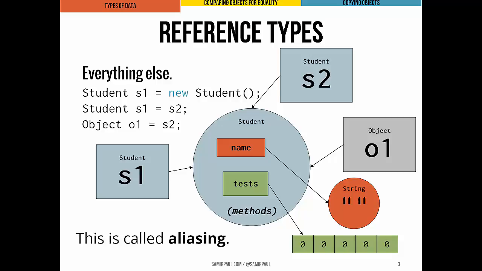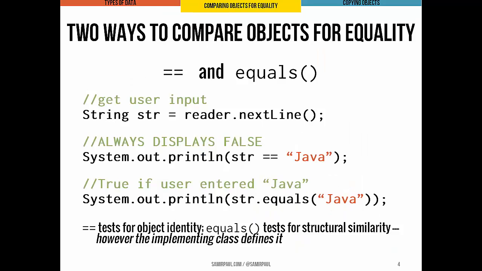This happens when you, the programmer, assign one object variable to another. It's also possible, of course, for two object variables to point to different objects of the same type. The possibility of aliasing can lead to some unintended results when you're comparing two object variables to see whether they're equal or not. There are two ways to think about equality and to compare objects for equality. The first is to use the equality operator, the double equals sign, that we most commonly use with primitive data types.